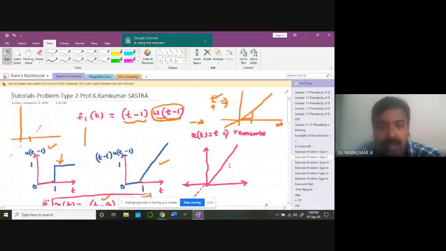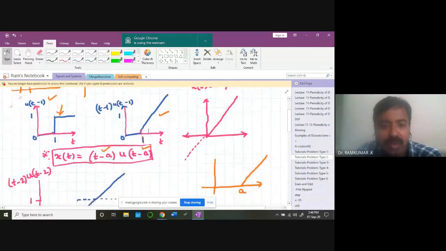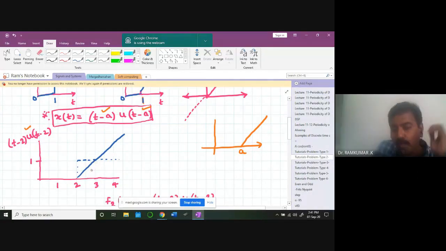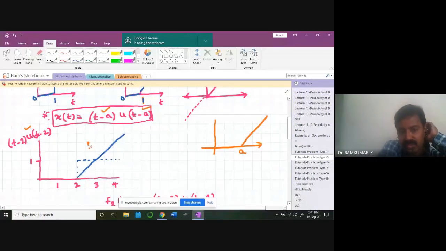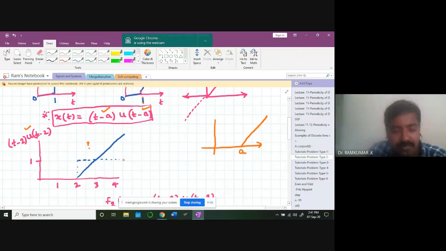Now that's the waveform I'm talking about, u of t minus 1. Is it all right? Now I'm going to do t minus 2, u of t minus 2. That also is clear. What about the slope of this? Can somebody tell me what is the slope of this?